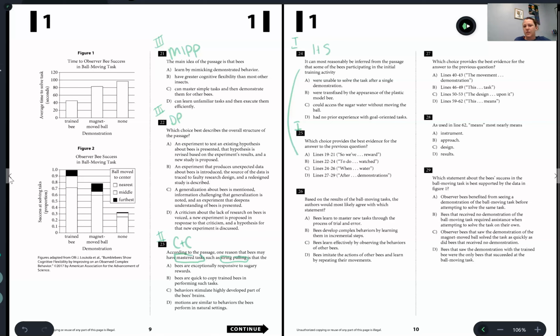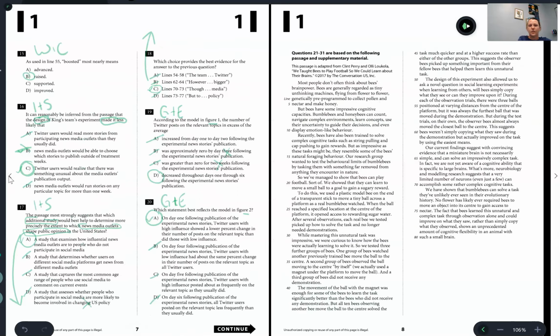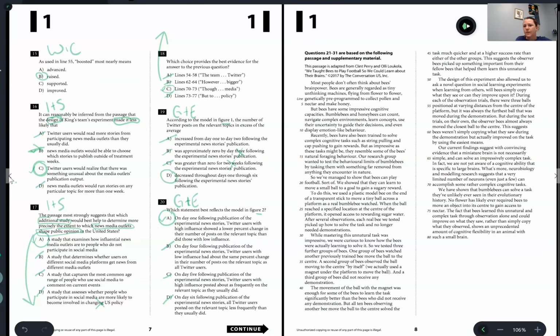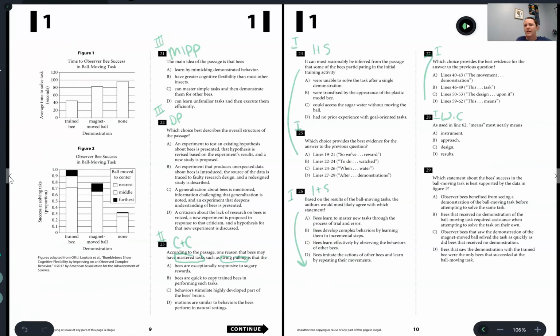Number 26, based on the results of the ball moving tasks, most likely agree, so that's an inference question. It does have a COE follow-up. So again, we have another tier 1 pair. So you could go ahead and answer that one if you were doing the eject cord method. As used in line 62, great little word and context question, also a tier 1. We're going to go to line 62 and circle the word means. Here we go. Sorry, it took me a minute to find that guy.